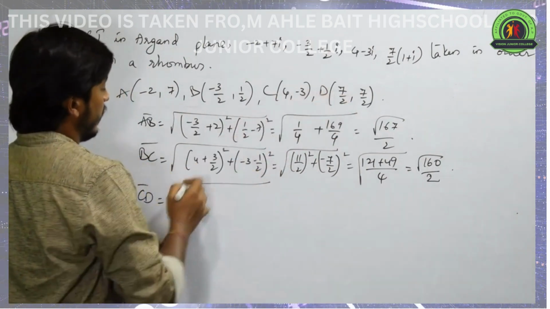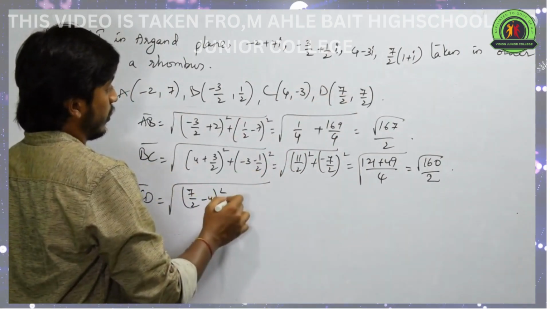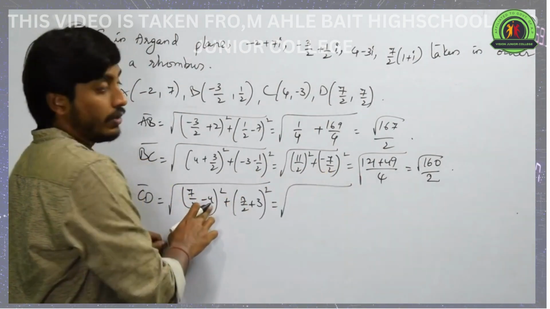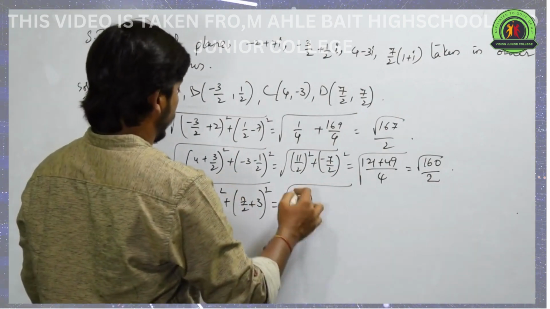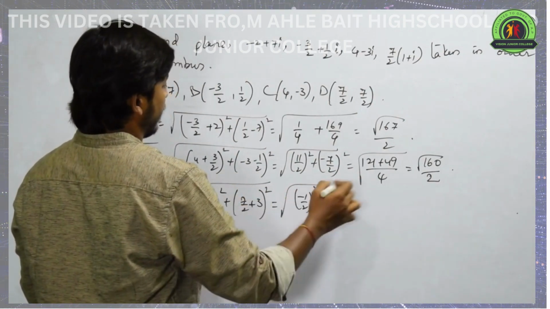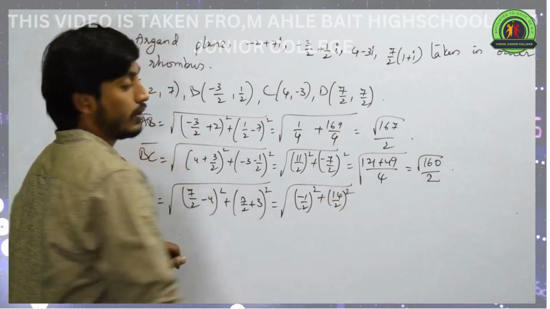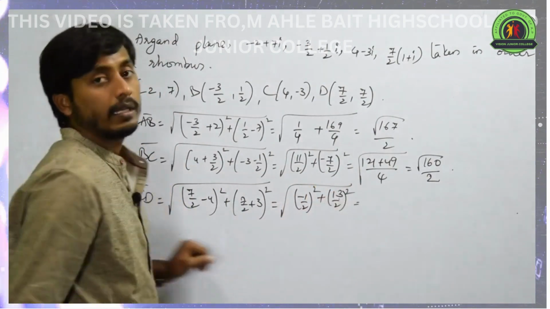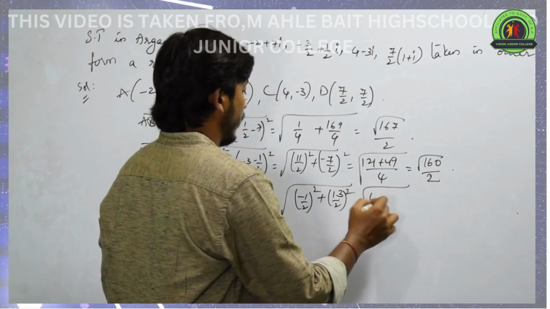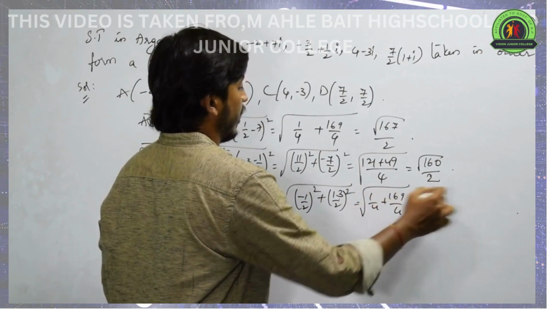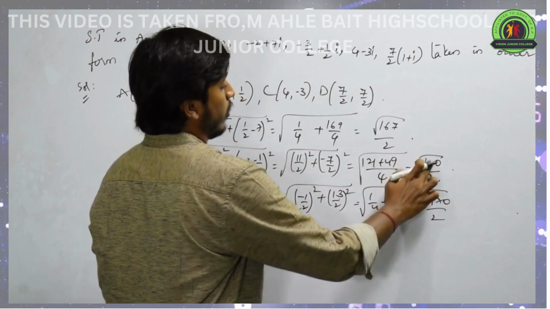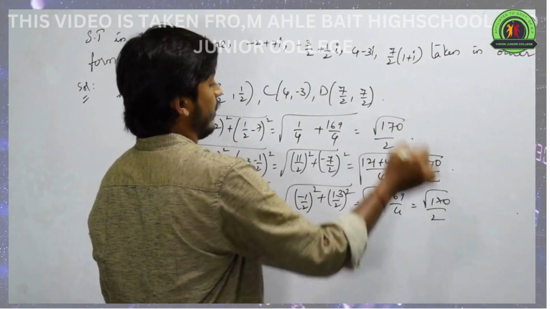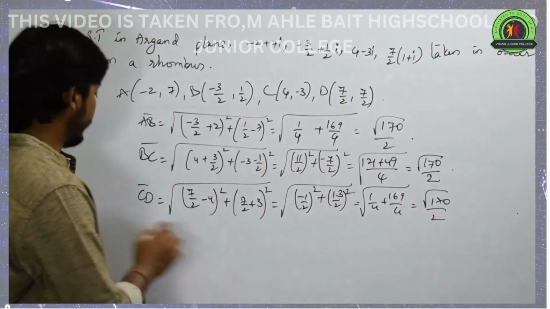This will be 7 by 2 minus 4 whole square plus 7 by 2 plus 3 whole square. What do we get? 4 2s are 8, 7 minus 8 is minus 1 by 2 whole square plus 7 plus 6, that is 14 by 2 whole square. Clear? 7 plus 6, that will be 13. This will be 1 by 4 plus 169 by 4. Again I will get it as 170 by 2. Here also it is 170, and here it is 169 plus 1, that is also 170. Fine. The next, AD.